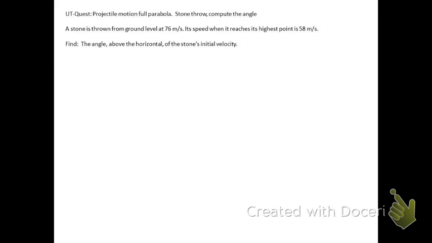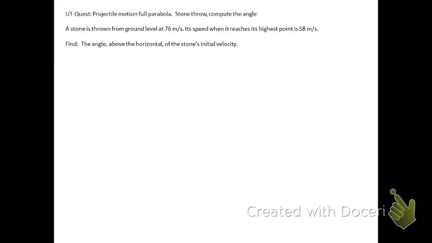When we think back to our discussion of projectile motion, it's logical that the velocity slows down as the stone rises, but we were taught that at the apex, that velocity is supposed to become zero. And here it says at the highest point, it's 58 meters per second instead of zero. So let's take a look at what's going on here.